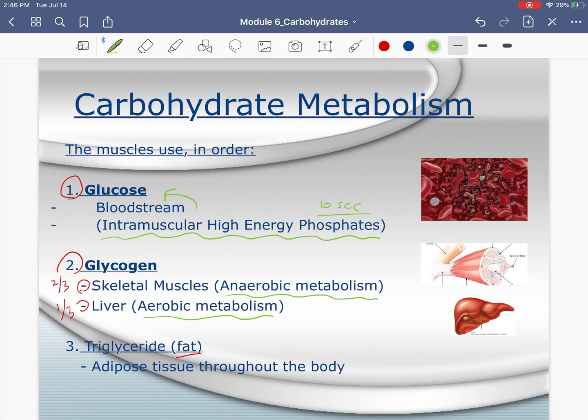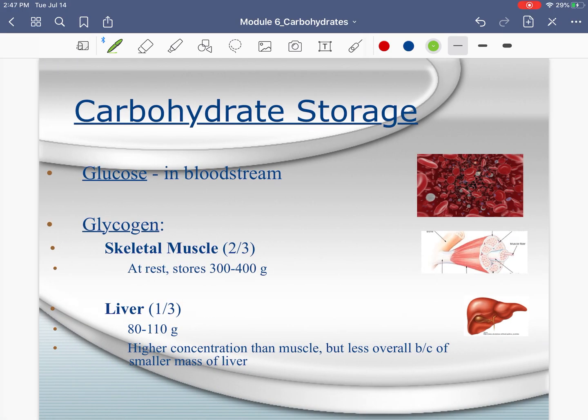When we get to the next one, which is anaerobic metabolism, which can give us an additional maybe 90 seconds of energy, and then anything after that would be aerobic metabolism. Well, once we start to get into the anaerobic metabolism and even the aerobic, we're going to start to use glycogen. Just putting it all together for you. You're welcome. All right. Where do we store? Well, the glucose is in the bloodstream, and then our glycogen. We store most of the glycogen, about 2/3, in the skeletal muscle, and the remaining 1/3 in the liver.